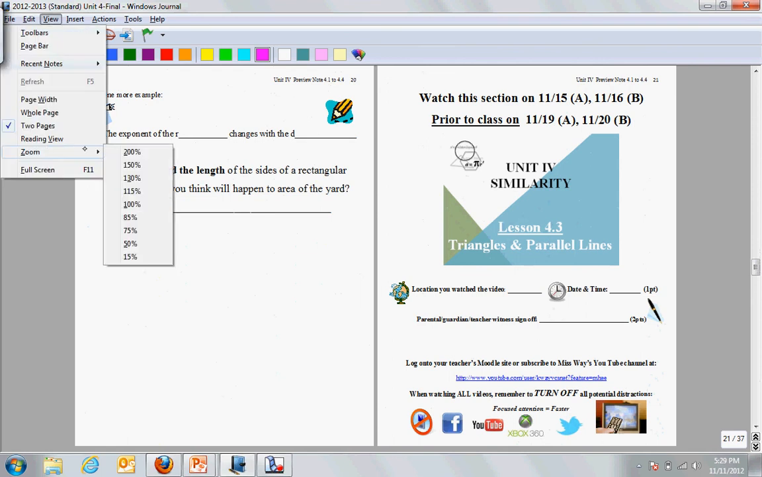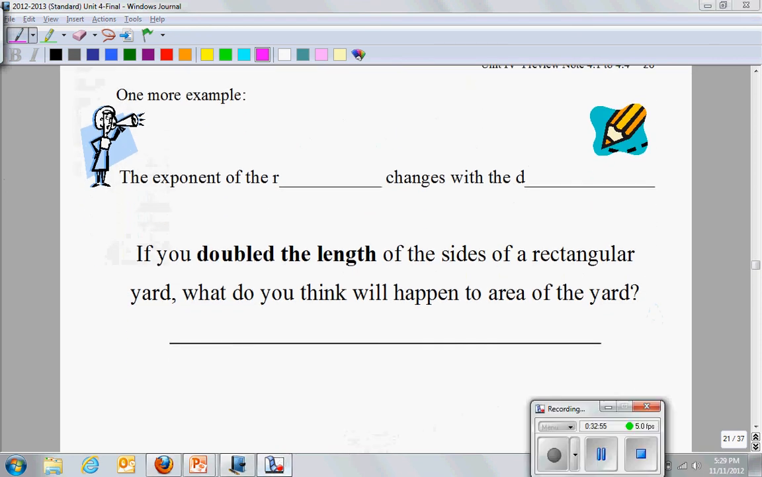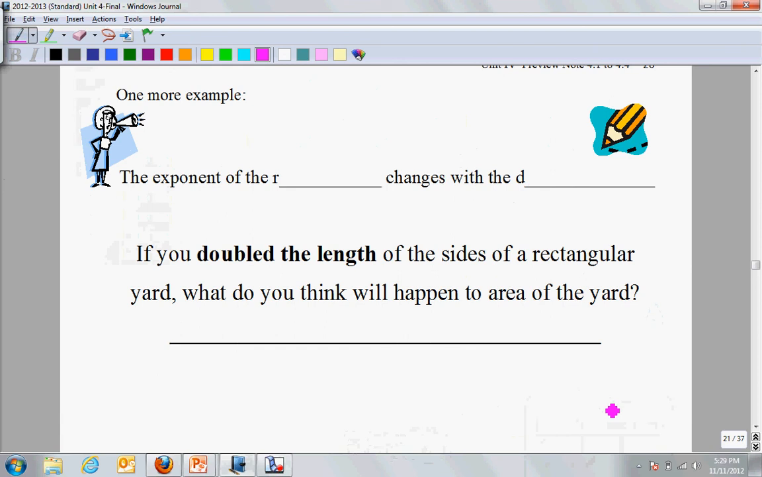One more simple example. Really important you catch this here. I want you to think about this. Remember that the exponent of the ratios changes with the dimensions. So I just want you to answer this question. If you double the length of the sides of a rectangular yard, what do you think happens to the area of the yard? I actually want you to think about that.